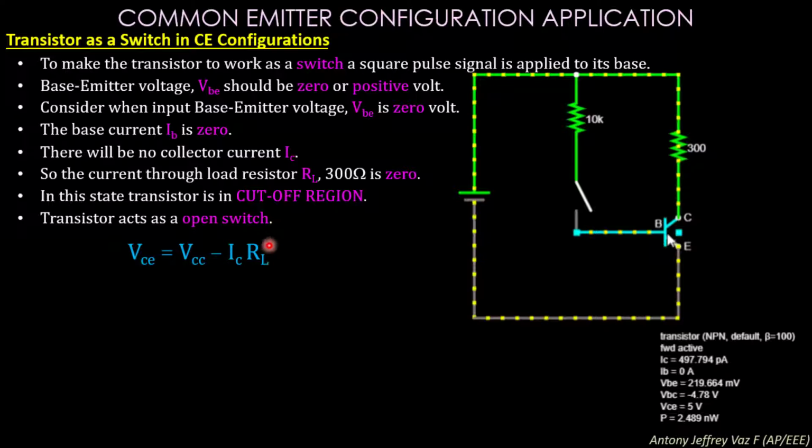So once you substitute these values, you will get VCE is equal to VCC, because the collector current is 0 and the load resistance RL is 300 ohm. So multiplied by 0, it will become 0. So the voltage across the collector emitter VCE is equal to VCC, that is the battery voltage.